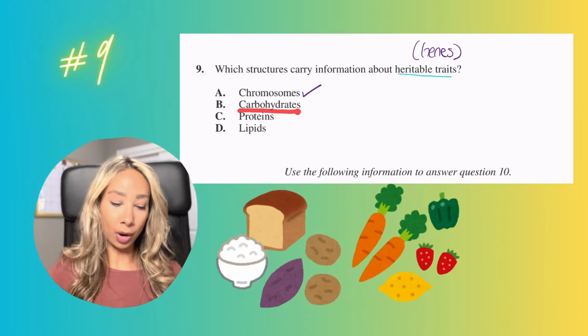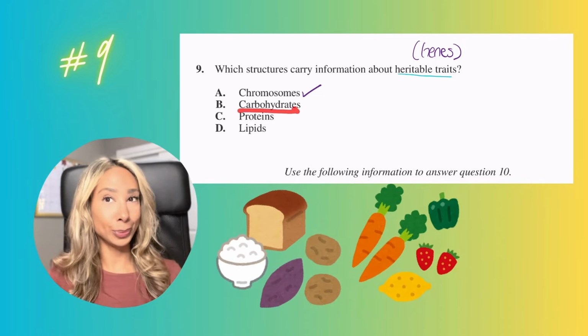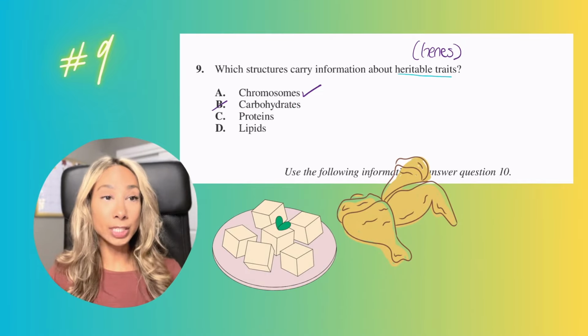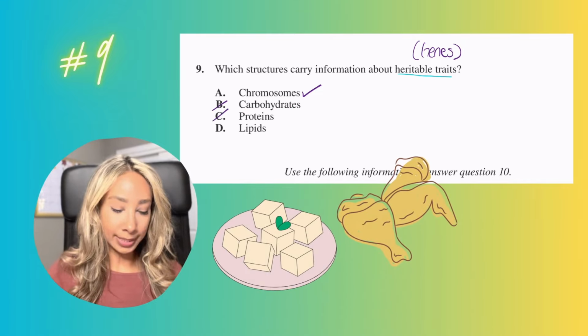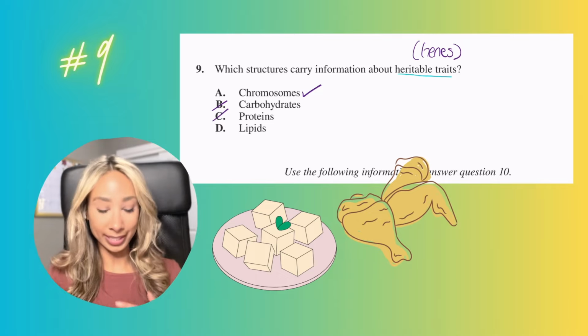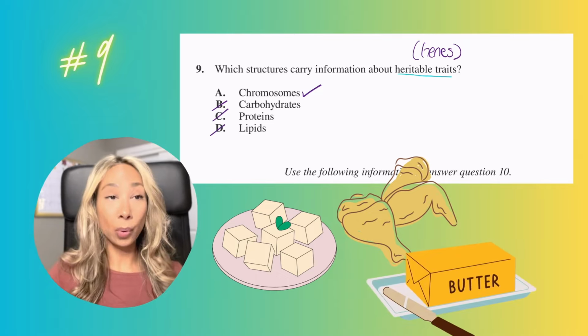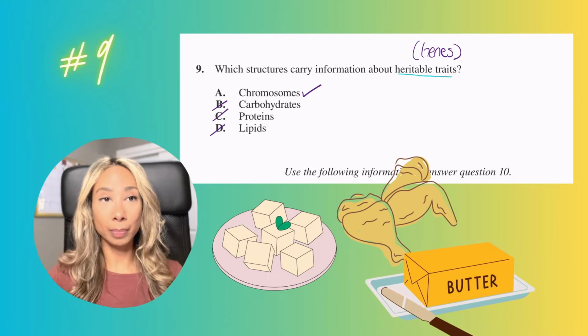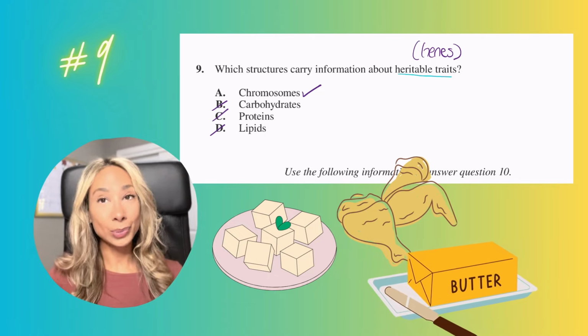Option B talks about carbohydrates. Well, carbohydrates are food. So that's going to be like our fruit or our vegetable. So that's not really going to work. Option C is proteins. Well, proteins, again, that's not really something that's going to carry our genes. And D is lipids. Well, those are fats or oils. So none of those are really going to contain information about heritable traits. The only thing that does is going to be our chromosomes.